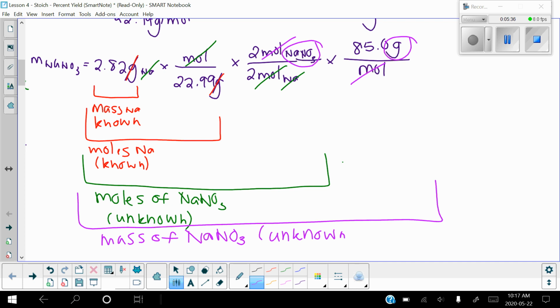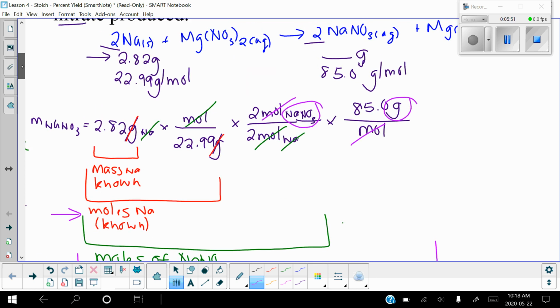So understand how you can stop the sentence wherever you need it. So if we were to be finding moles of our unknown, we would stop it here. If we're looking for mass, then we would stop it here. So now, once I plug this into my calculator, my final answer is going to be 10.4 grams of sodium nitrate.